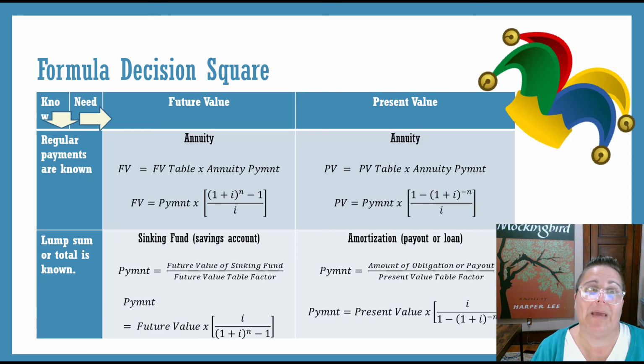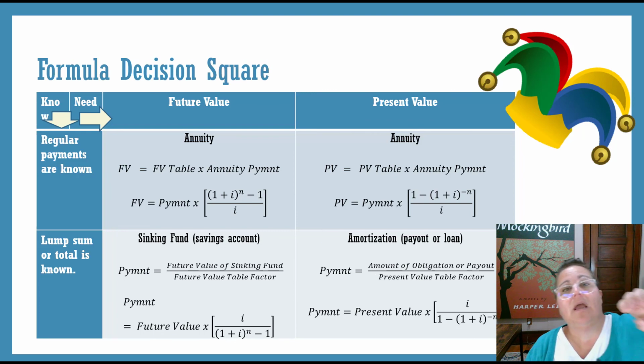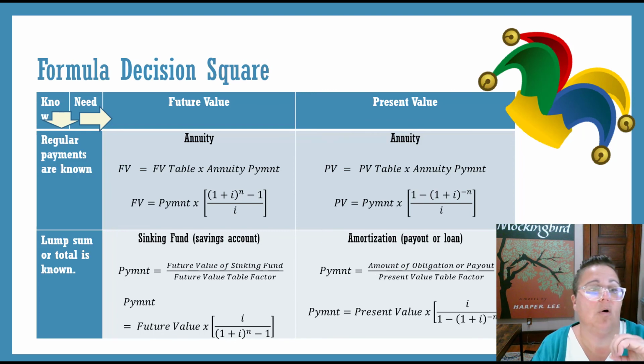If you know the regular payments and you need to know how much you need to put away today in order to receive those payments into the future, then what you have is the present value. You're looking for the present value, right? If you know the lump sum, I know how much the debt is today. I know how much the winnings are today. I'm trying to determine the payment. Then you're looking at an amortization.